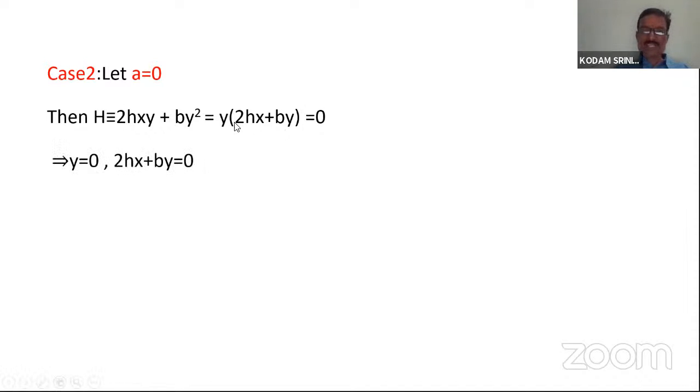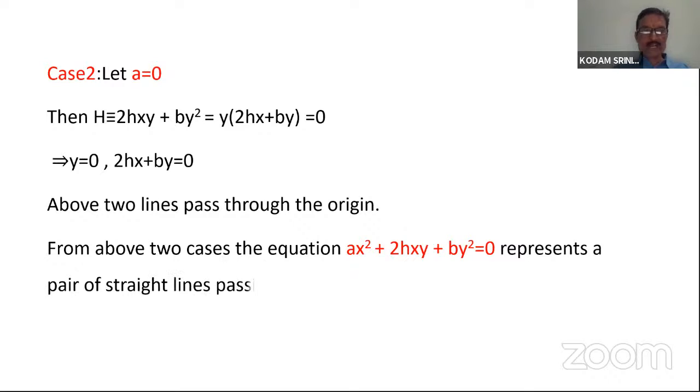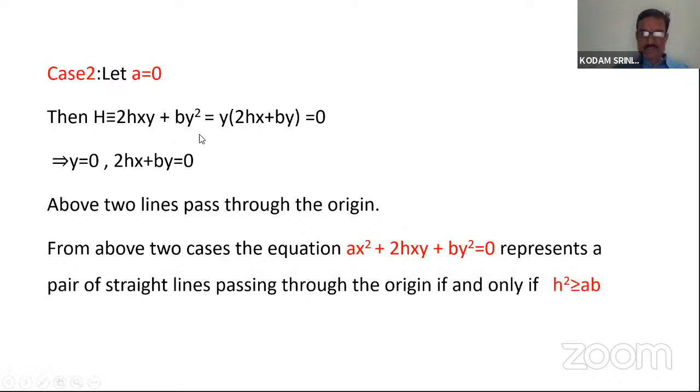Clearly, the product of these two terms equal to 0 means we equate both the terms to 0. That is y equal to 0 and 2hx plus by equal to 0. Clearly, the above two lines are also passing through the origin. So by taking a equal to 0 also, we got that the equation represents a pair of straight lines which is passing through the origin. Therefore, from the above two cases, we got that the equation ax square plus 2hxy plus by square equal to 0 represents a pair of straight lines which is passing through the origin if and only if h square is greater than or equal to ab.